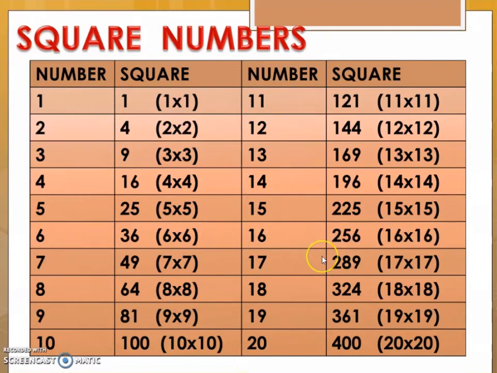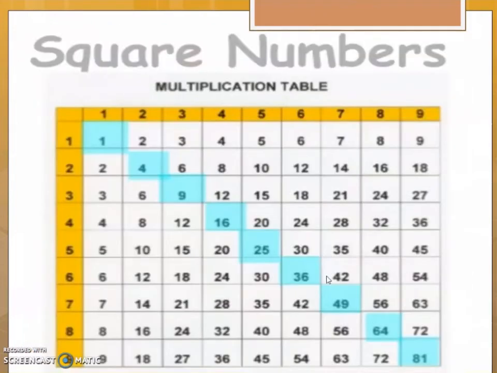Now these are the square numbers from 1 to 20. The first column gives you the number, the second column gives you the square of that number, that is the number multiplied with itself. So on the multiplication table, these are the highlighted columns, these are the squares. So the rest of the numbers which you see, they are not squares. So not all numbers are squares.